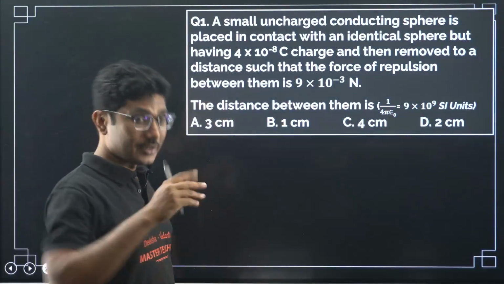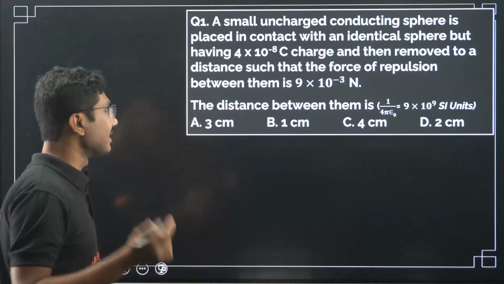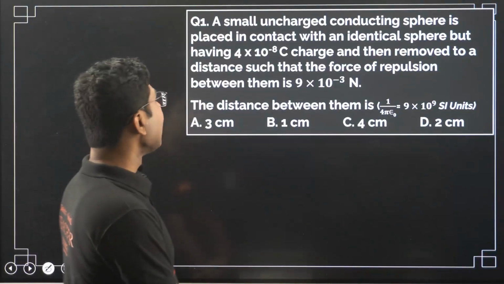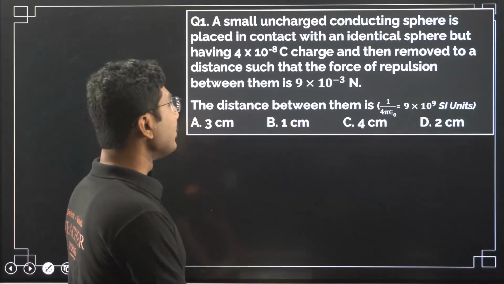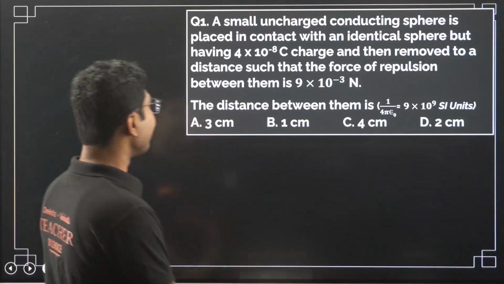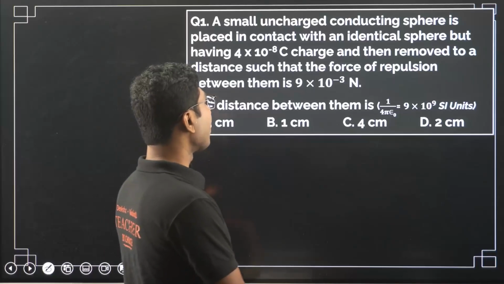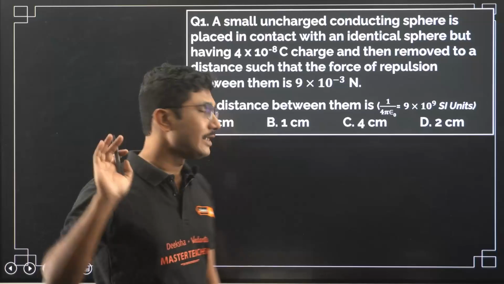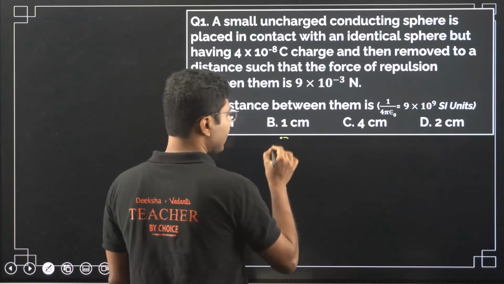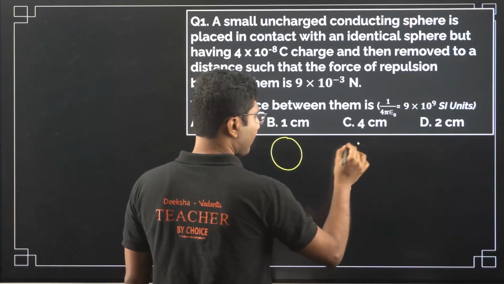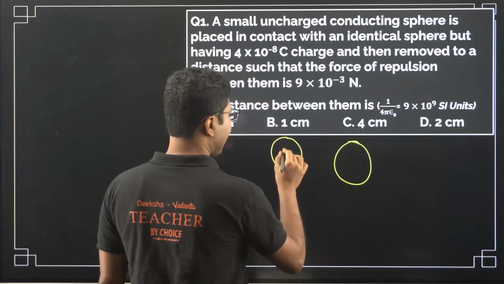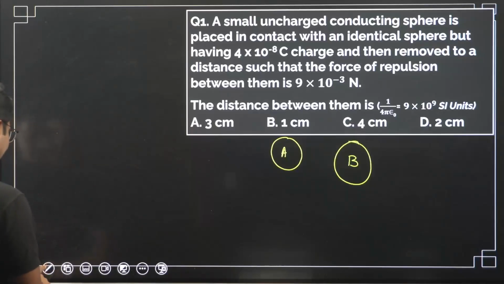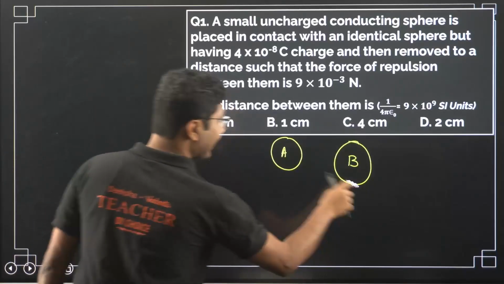First question; the first 2 or 3 questions are slightly easier. A small uncharged conducting sphere is placed in contact with an identical sphere having 4 into 10 to the power of minus 8 coulomb charge. So we have 2 spheres. Basically, what is the meaning of that? We have 2 identical spheres, say A and B. Even though my drawing does not make them identical, let me try to draw them as identical as possible.